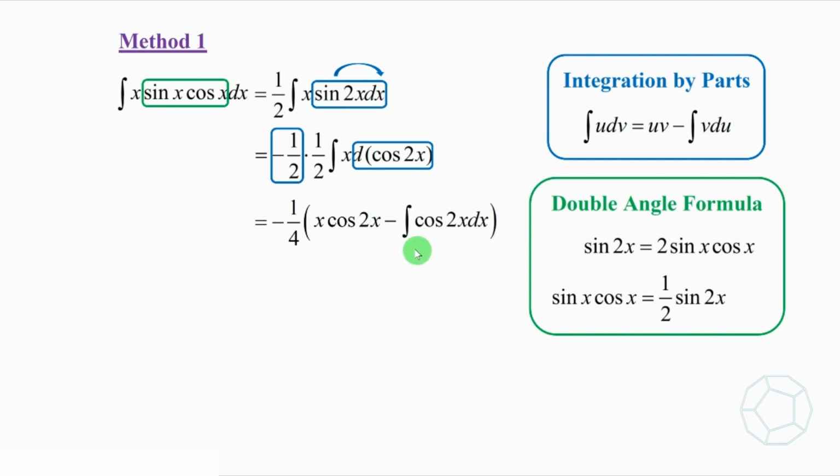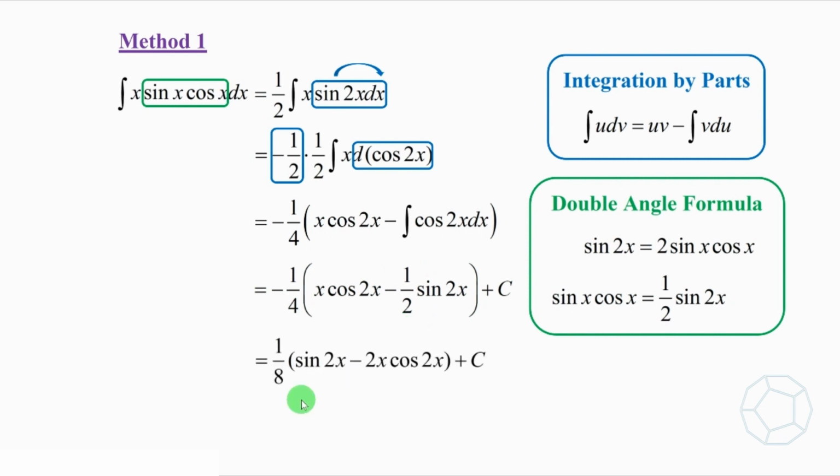This can be evaluated easily. It is equal to 1 over 2 times sine 2x. Let's take out this 1 over 2. Therefore, the answer of method 1 is equal to 1 over 8 times bracket sine 2x minus 2x cosine 2x plus c. Here, we have put the negative sign inside the bracket, so the two terms are interchanged.